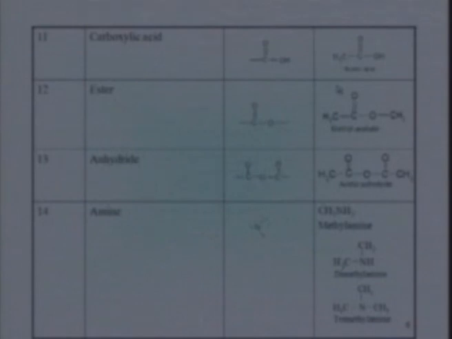Carboxylic acid. In carboxylic acid you will find a carbon-oxygen double bond and one side of the carbon is attached to an OH group. The example is acetic acid. Similarly, esters. Here there is a carbon-oxygen double bond, then the same carbon has a bond with an oxygen which is attached to an alkyl group. In the acid, oxygen is attached to an OH group, and in this case oxygen is attached to an alkyl group. Similarly, anhydride, and so on.